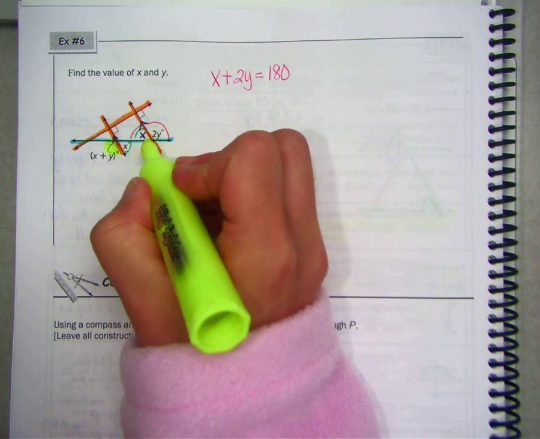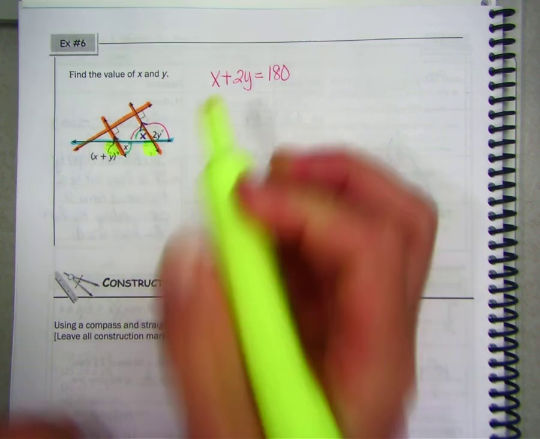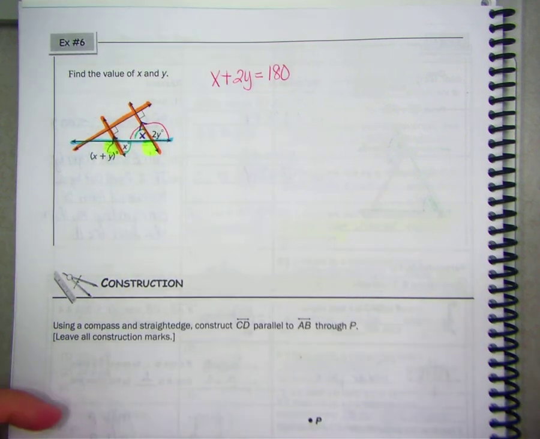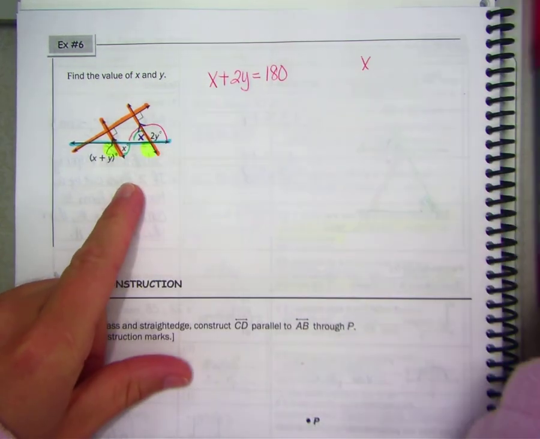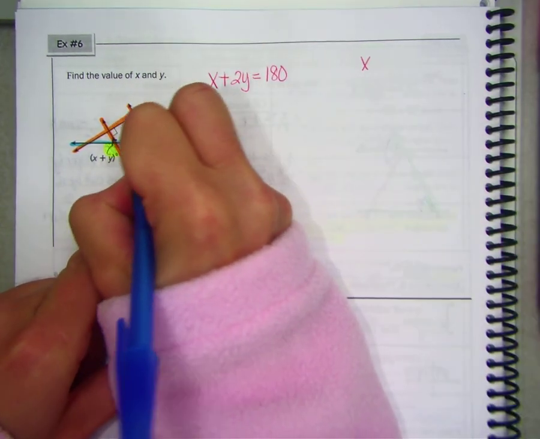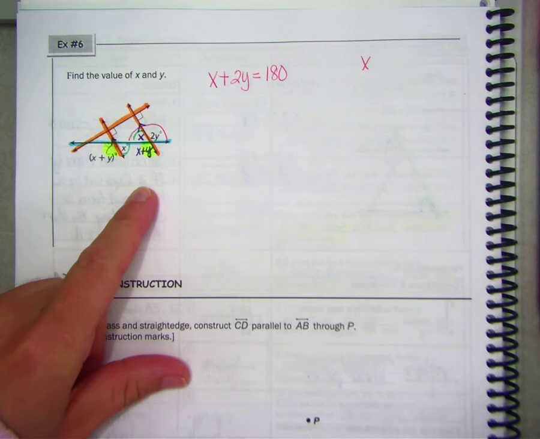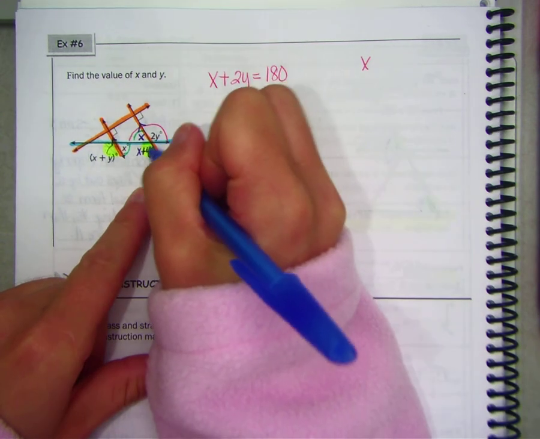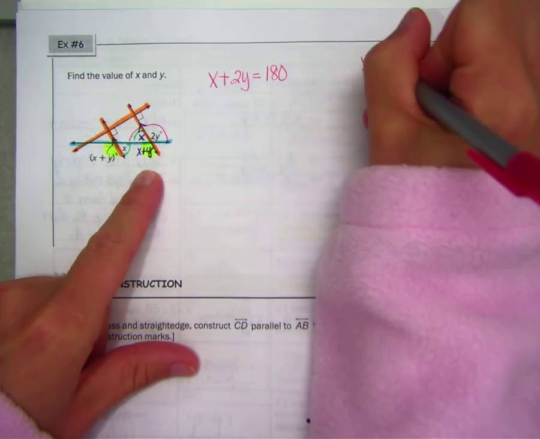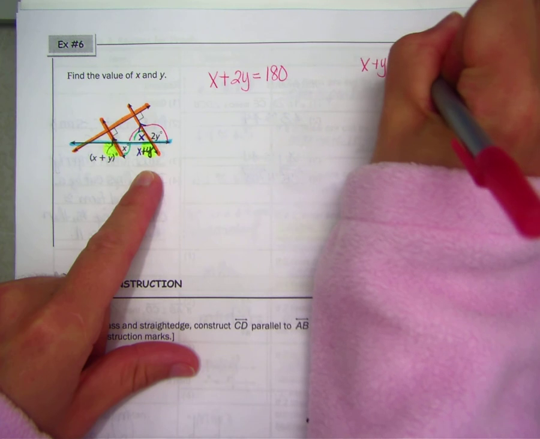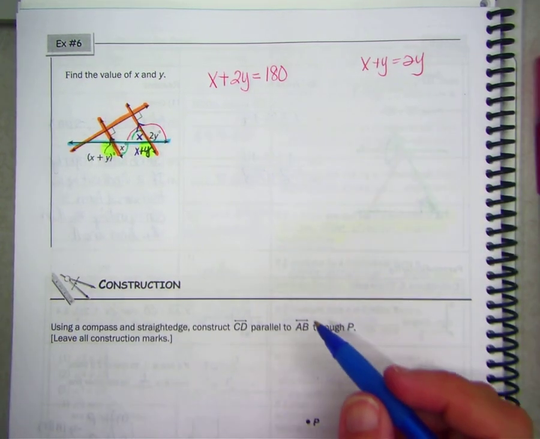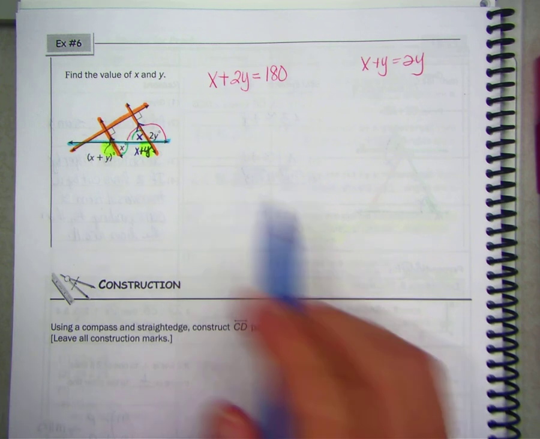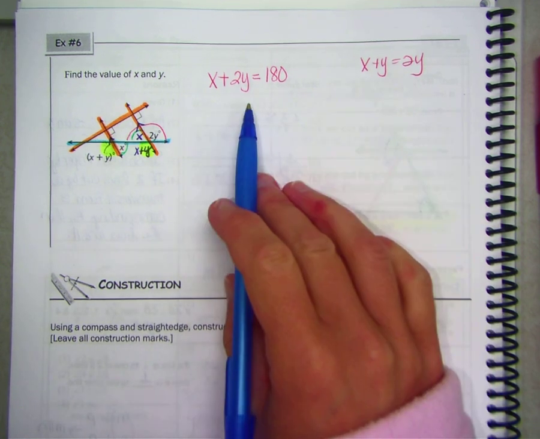That would slide right here. Okay, so we know that x, so this would be, let me write it, x plus y, and then vertical angles right here, x plus y equals 2y. So we have some equations that we need to solve.